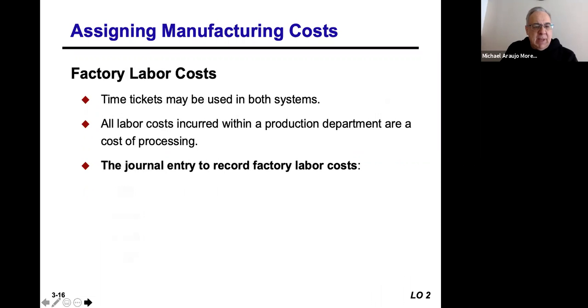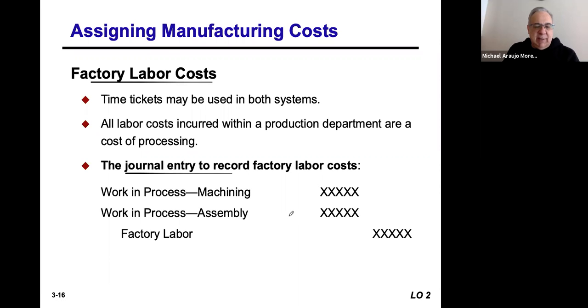The next thing is factory labor costs. Again, you already know about time tickets and so forth. But the entry to get that going looks very similar. We have a debit to work in process in the machining department and a debit to the assembly department, which is our total factory labor being allocated to each department.